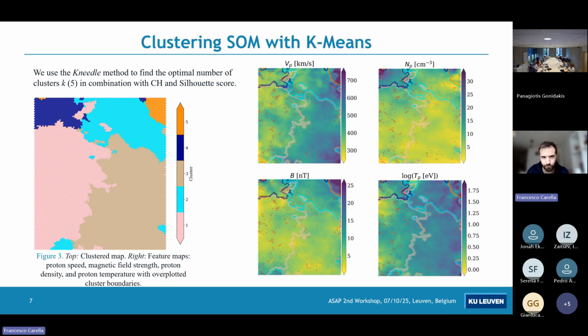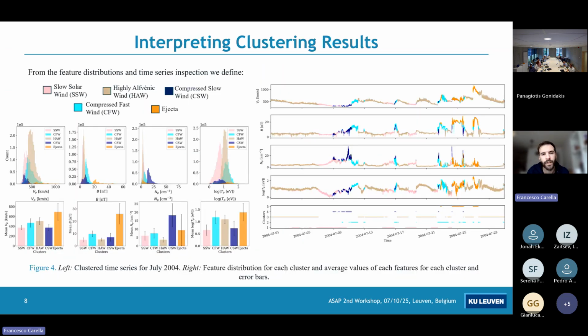Now we can interpret the clustering results by going back to the original time series. How do you do that? You find the best matching units and you just cluster back the time series. And what we identify, if you look at this time series, is that it's my favorite month, July. You have all the events that you need. You have 3 stream interaction regions from the 9th of July to the 21st of July, I would say. You have 4 ICMEs from the 22nd of July until the end of the month, and you also have fast streams and slow solar wind.